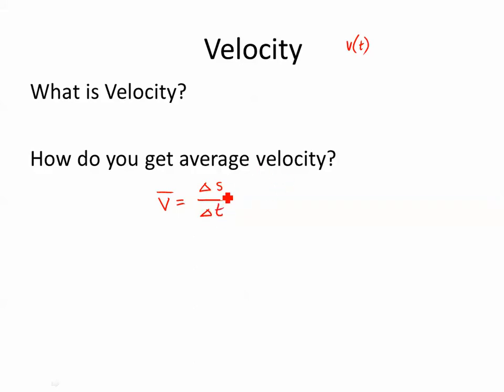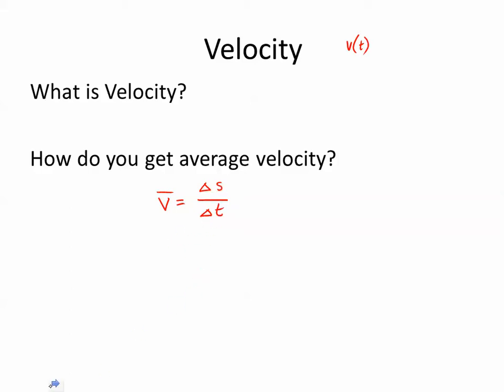Now, it does have to be displacement, not distance, because velocity only takes into consideration your initial and final points if we're looking at the average. And so you talk about your displacement. How is my final position different from my initial position? And then you divide it by the amount of time that has passed during your measurements.